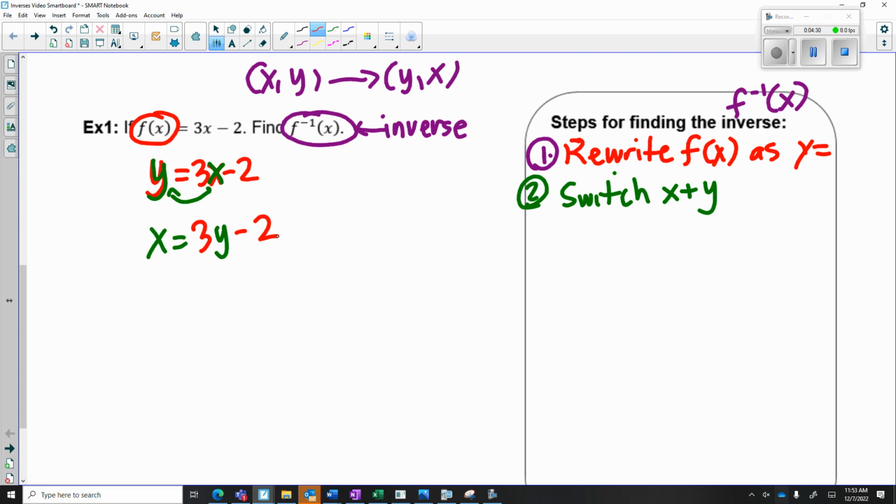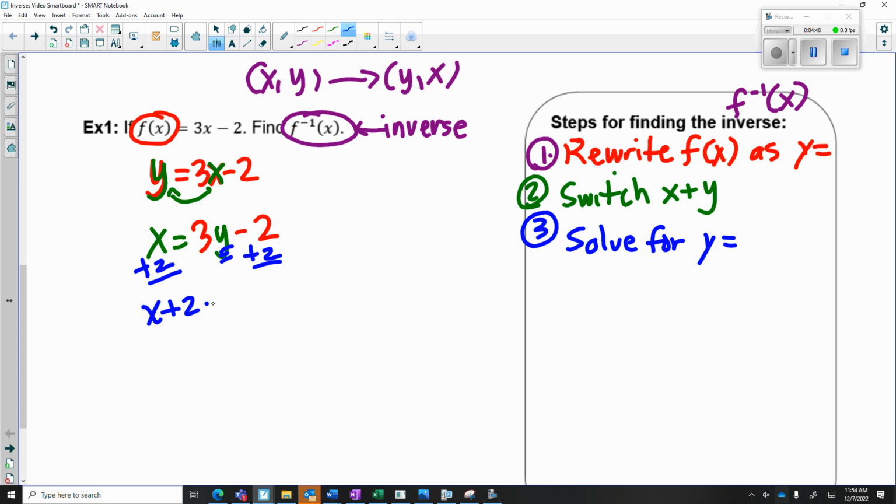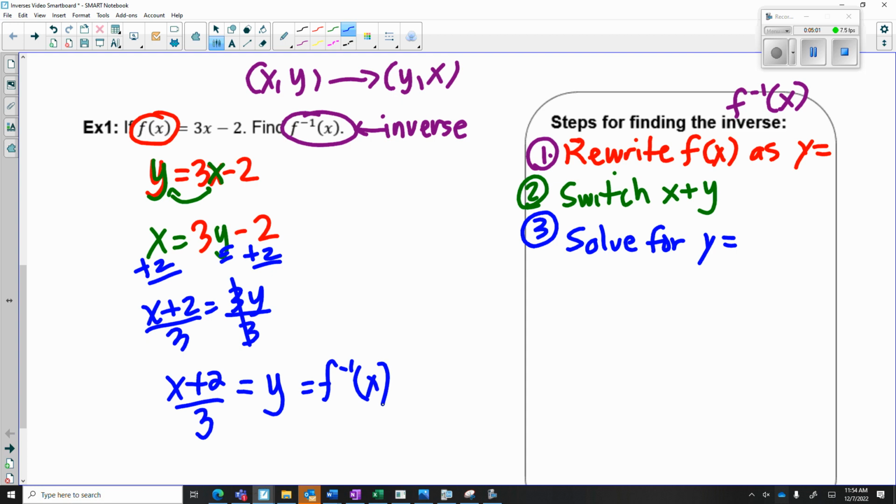Now the last step that we have to do is solve for y, because we want to get it in y equals form. Okay, so basically you just want to move this new equation around to get y by itself. So y is over here, so you're going to add 2. And you get x plus 2 equals 3y, and then divide by 3. Okay, so our final answer is y equals x plus 2 over 3. This is called the inverse, so I'm going to label it as f -1 of x, which means inverse.